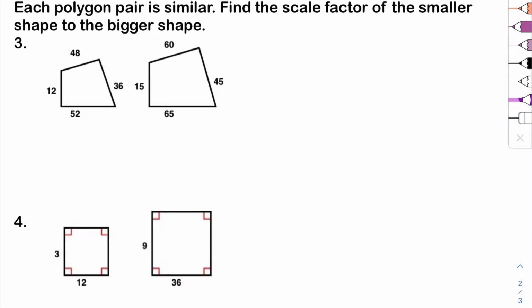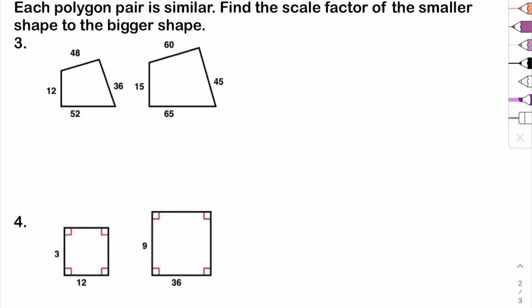The directions here say each polygon pair is similar. So we know that the side lengths are proportional since they are similar. Remember, proportional means that the side lengths have the same scale factor. What it wants us to do is to find the scale factor of the smaller shape to the bigger shape. So when we find our scale factor, we need to make sure that it indicates that something is getting bigger. To do that, you need to make sure that your scale factor is bigger than 1. A scale factor bigger than 1 will indicate that something is getting bigger.